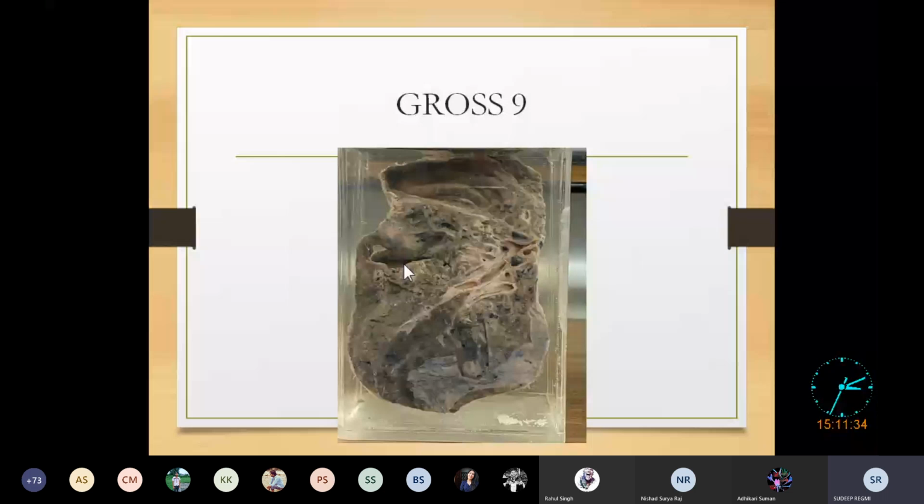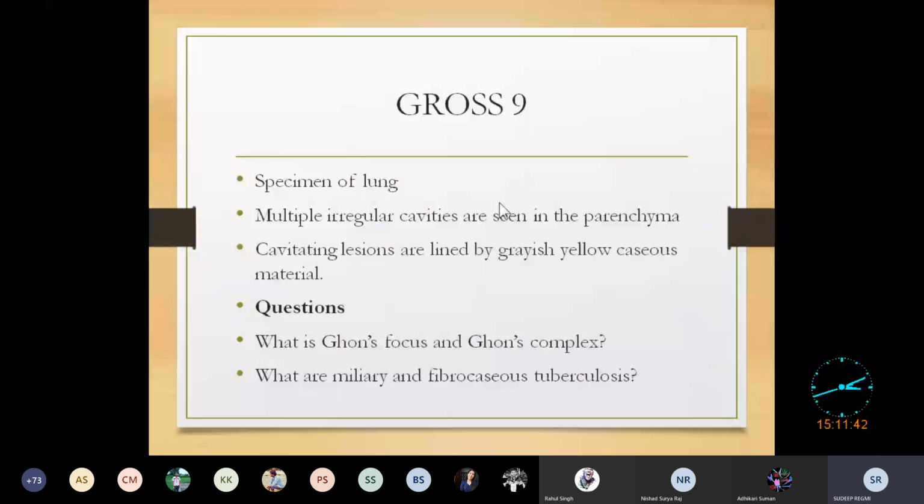So this is a specimen of a lung with multiple irregular cavities in the parenchyma. Whenever this specimen comes, you have to write about the cavitating lesions and the caseous material. Whenever tuberculosis comes, you have to write about the caseous necrosis, either in a lymph node or a lung. Particularly in the lung, you have to write about the multiple irregular cavities. So now you have to know about the Ghon focus, Ghon complex, and miliary and fibrocaseous tuberculosis.